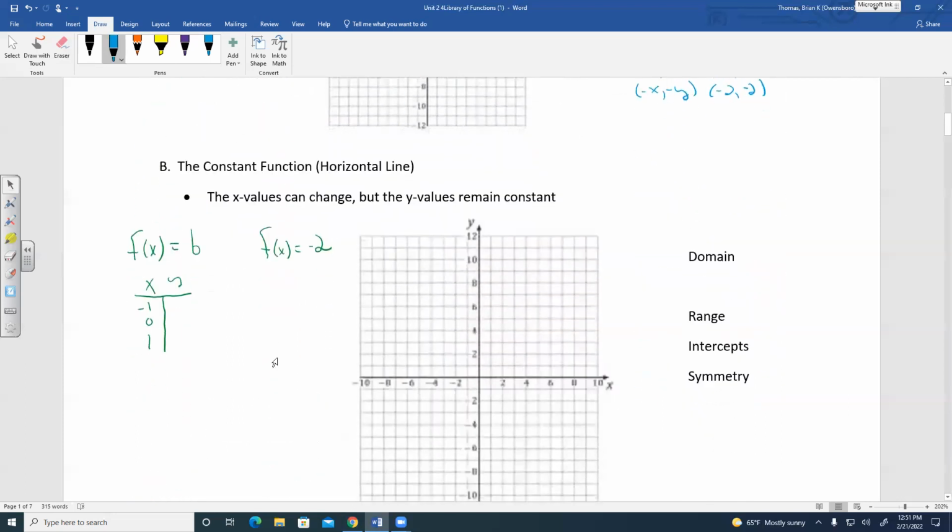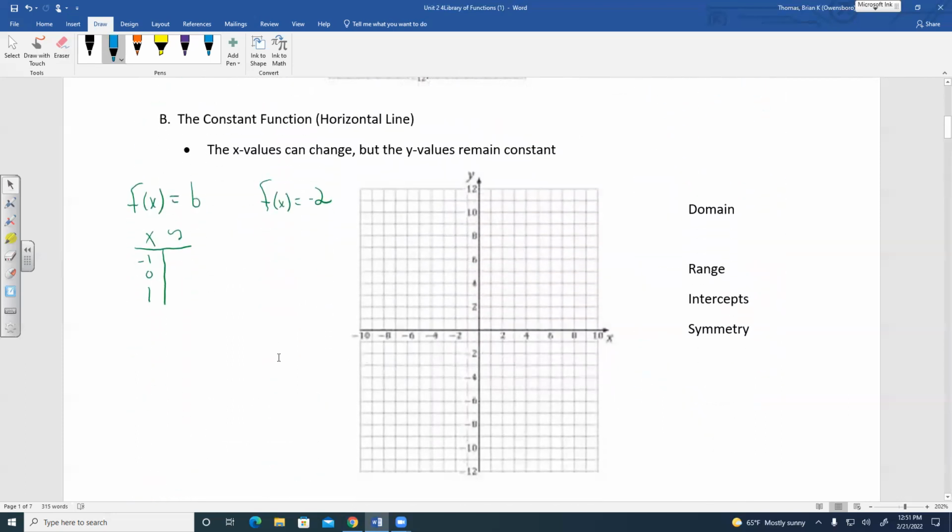The next function we have is what's called the constant function. A constant function is going to be a horizontal line.